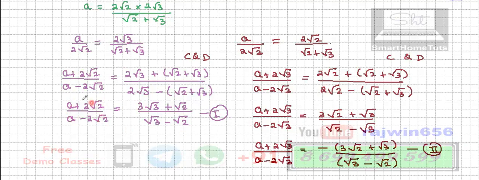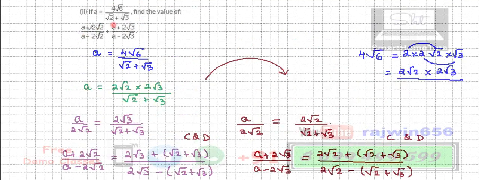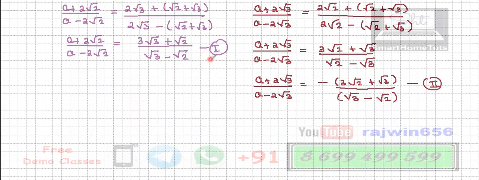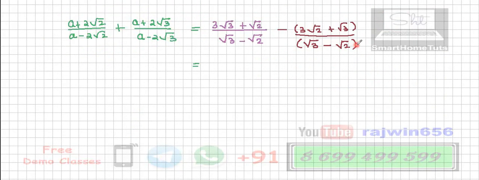So the left hand side, a plus 2 root 2 upon a minus 2 root 2, and this part of the left hand side, a plus 2 root 3 upon a minus 2 root 3. This is exactly what is asked in the question. This is what we are supposed to find the value of. So I'm simply going to add equations 1 and 2. I added this part and this part on the left hand side, and on the right hand side I'm going to add this part and this part.